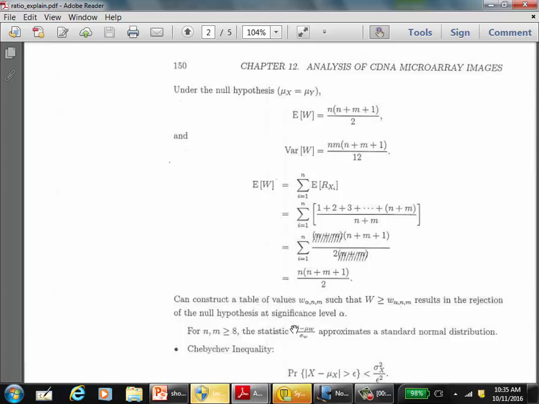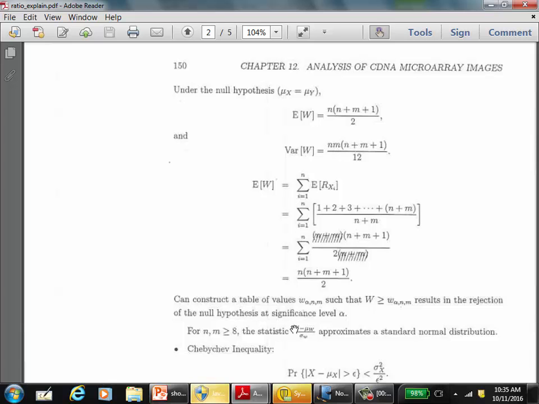So now you do the calculation. Again, 1 plus 2 plus 3 plus up to n plus m. That again is the sum of the first n plus m natural numbers. So it's n plus m multiplied by n plus m plus 1 over 2. The n plus m's will cancel out, right? And you're left with n plus m plus 1 over 2.